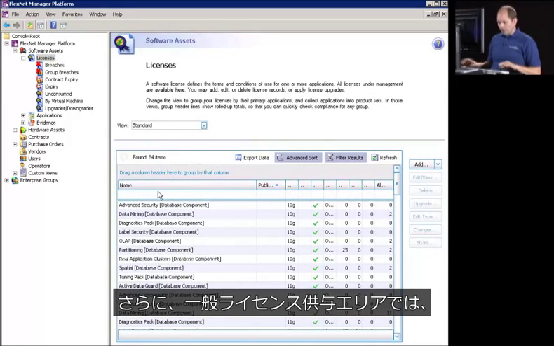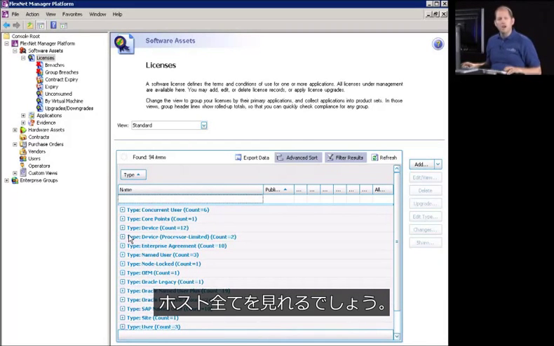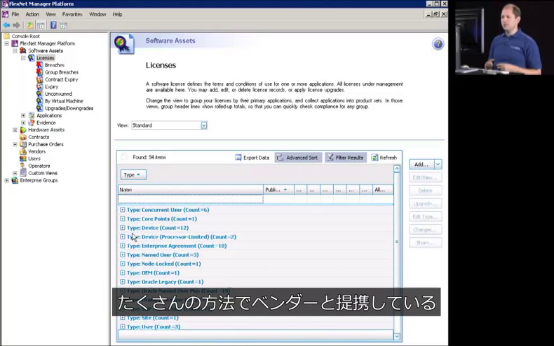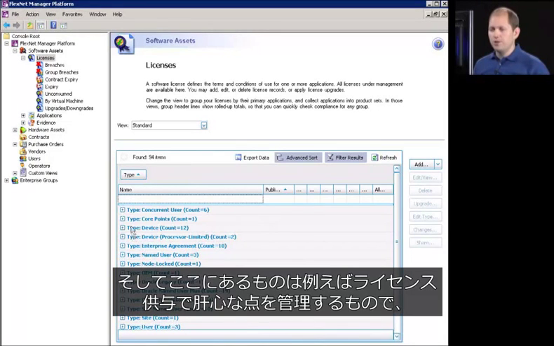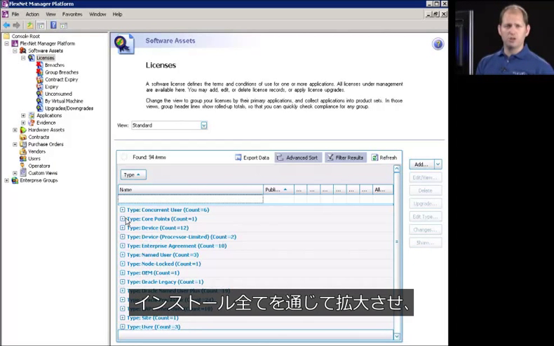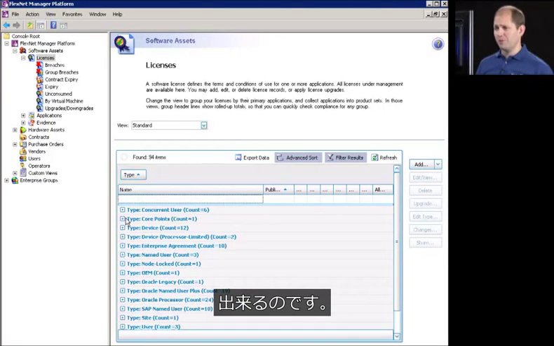Additionally, in the general licensing area, you'll see that we have a whole host of different license types under management. And these types are the different usage capabilities we can track using the system. And we can actually model the different license agreements that you might have with vendors in many ways. And so there's things here that will manage core points licensing, for instance, which is an allocation of a number of points to a specific kind of CPU core, and that then multiplies through all of the installs, and we can track all of those separately.